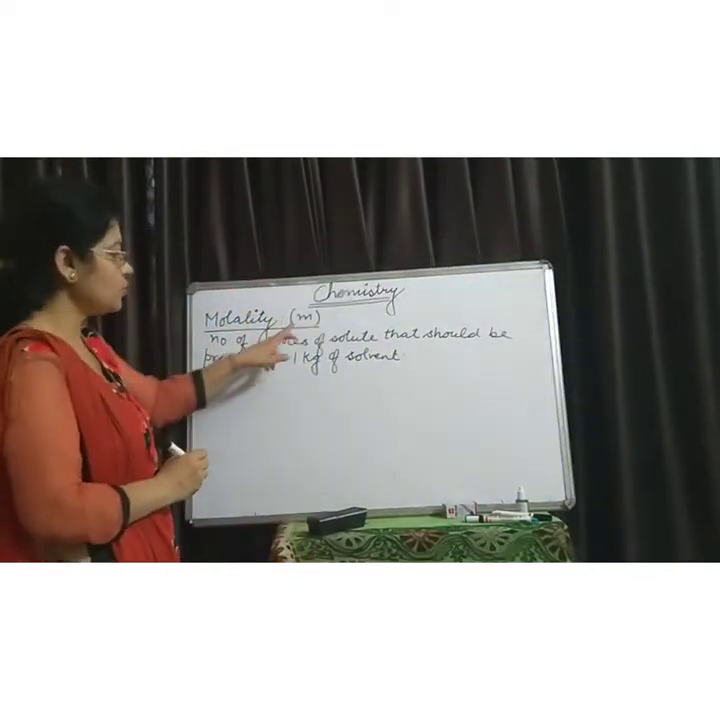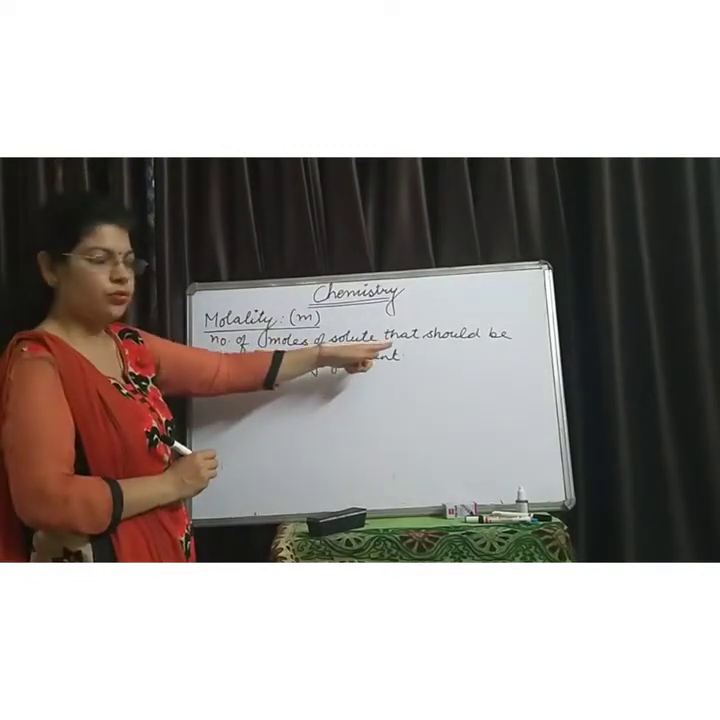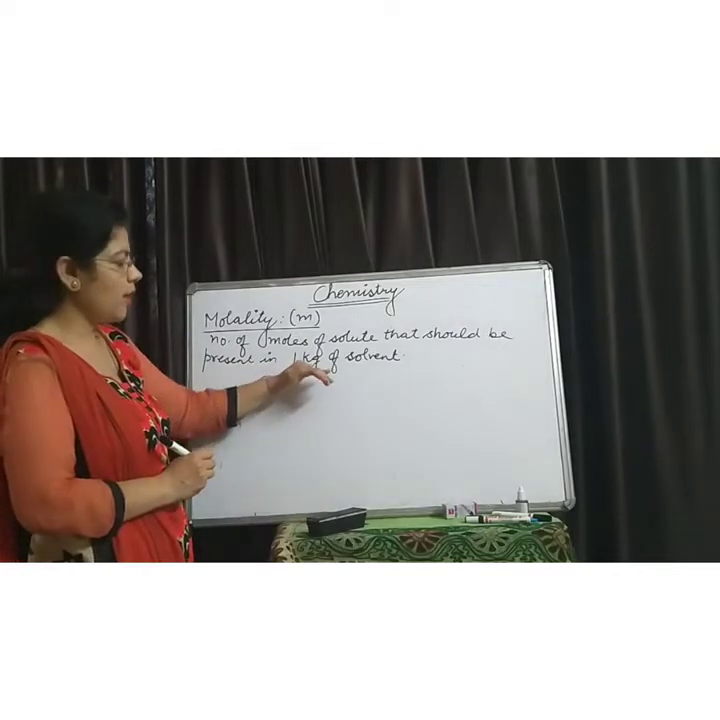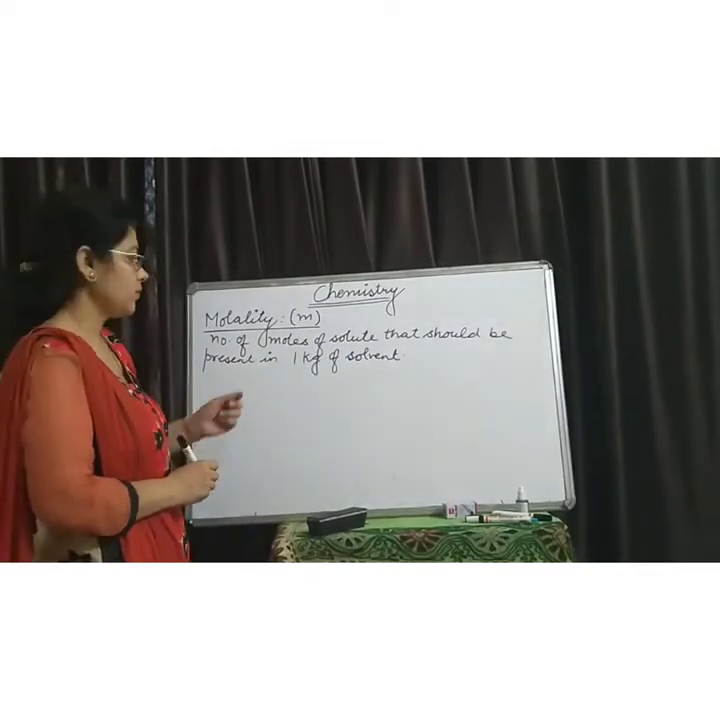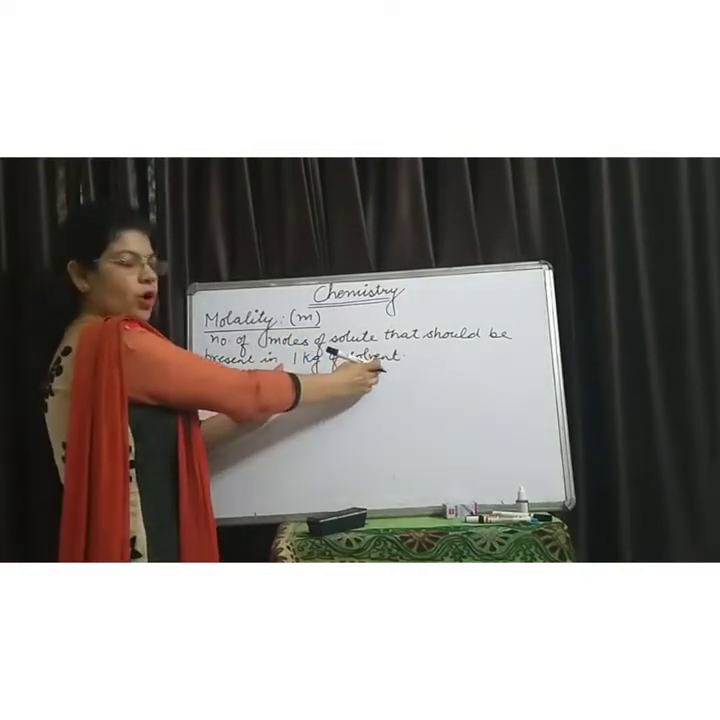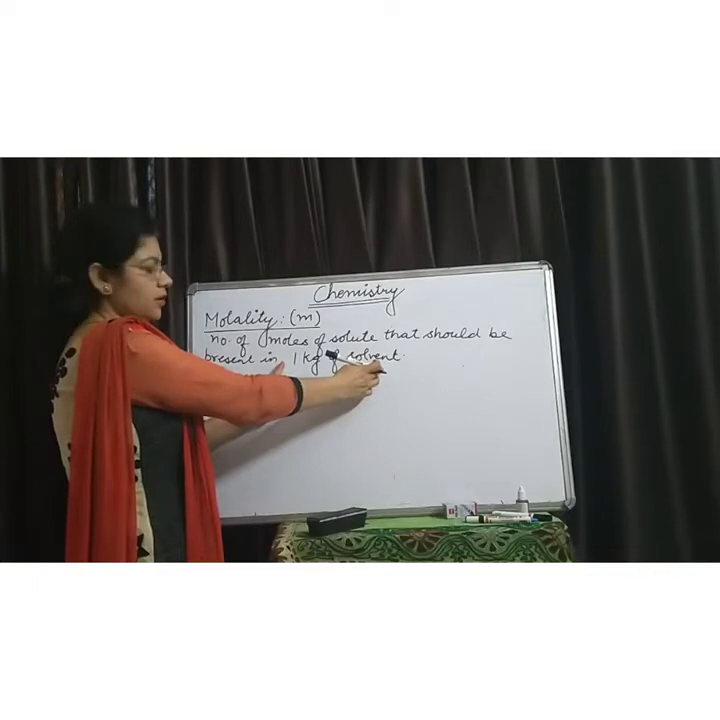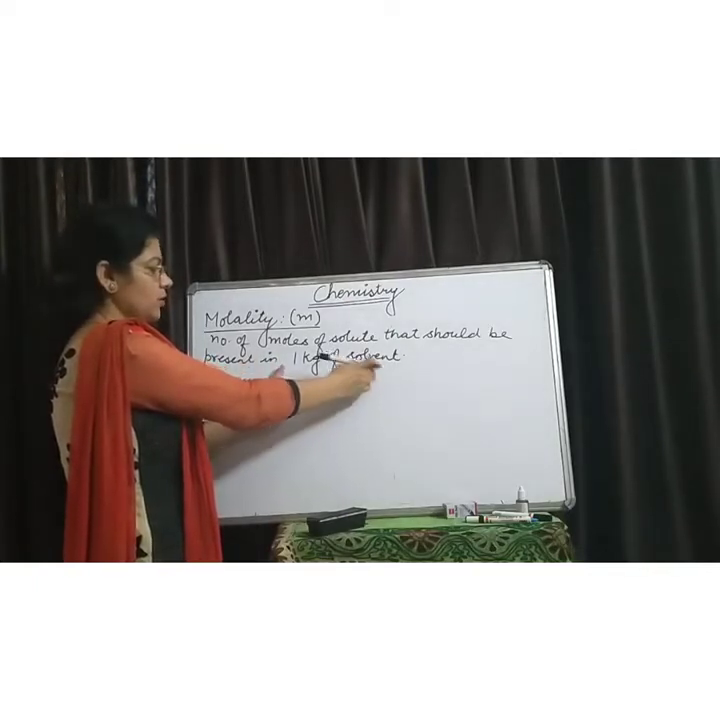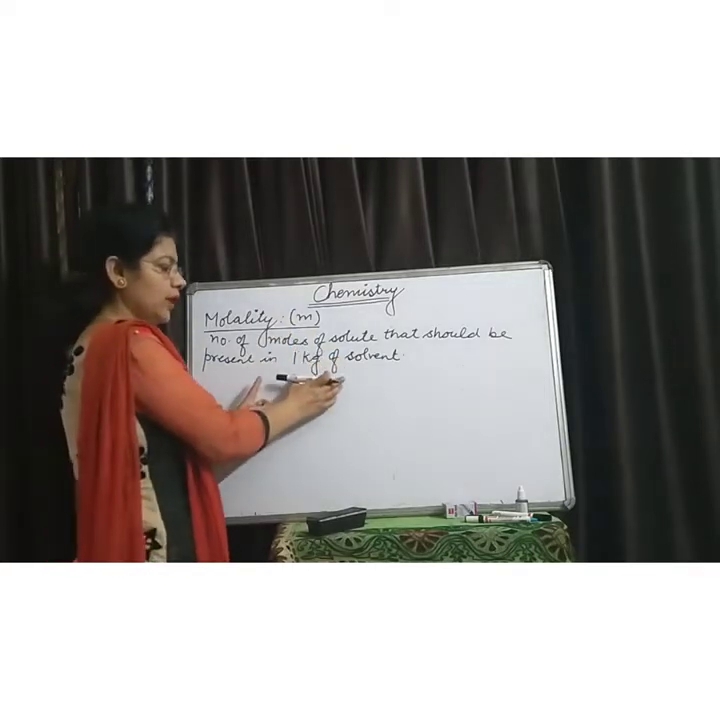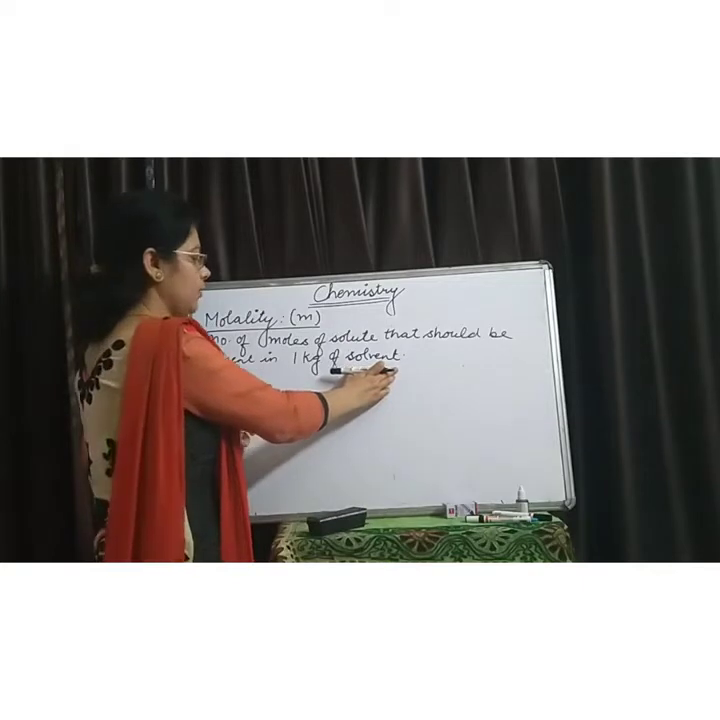The molality of the solution is defined as the number of moles of the solute that should be present in 1 kilogram of the solvent. In case of the molarity, we take the volume of the solution, that is 1 liter of the solution. In case of the molality, instead of the solution, we take the solvent, or mass of the solvent.